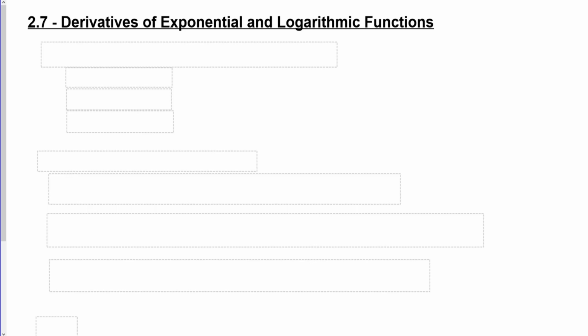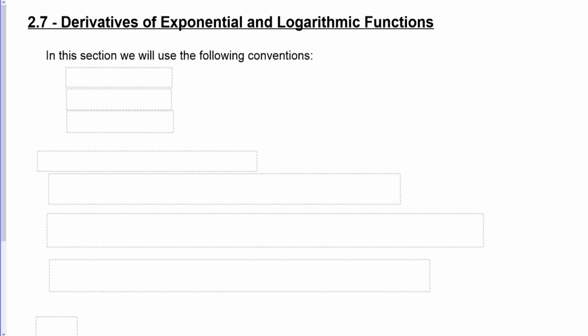Our topic in this lesson is the derivatives of exponential and logarithmic functions. In this section, we have some conventions that we will follow throughout the rest of the course. Whenever I use the lowercase e, that's a constant in mathematics, and that constant will be 2.71828. It's an irrational number, it goes on forever. This is plenty of decimals for our purposes, but that's what I mean when I put an e.